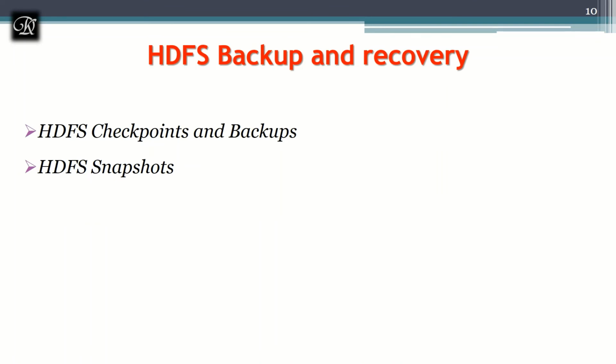Next is the name node HDFS backup and recovery. HDFS is going to provide you backup and recovery using, first, checkpoints and backups, and the second one is using snapshots. The name node stores the metadata of the HDFS file system, which we have already discussed, in a file called FS image. The file system modifications are written into the edit logs. I was discussing that it's going to continue with the edit logs.